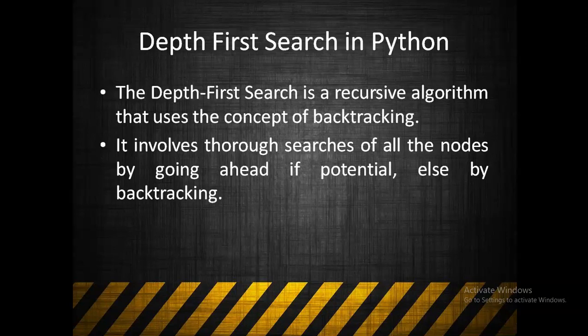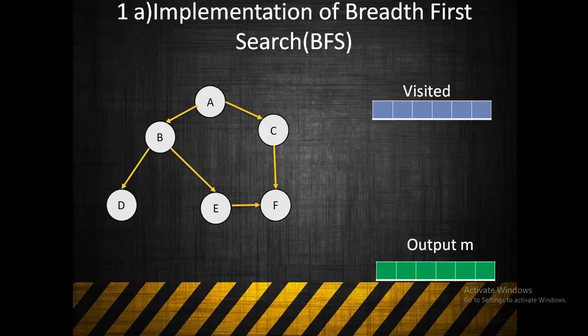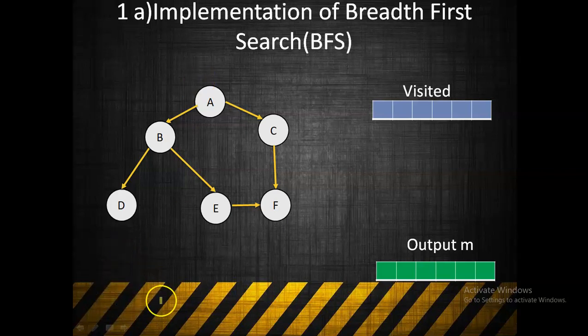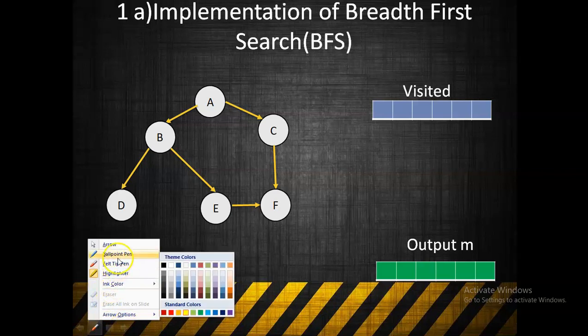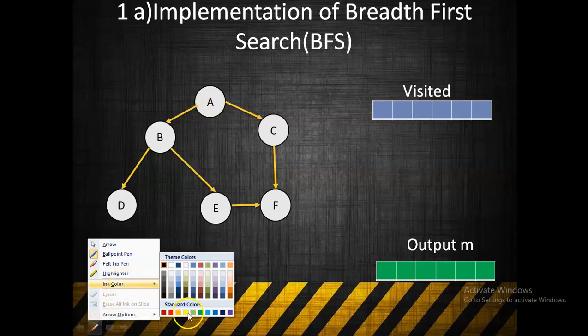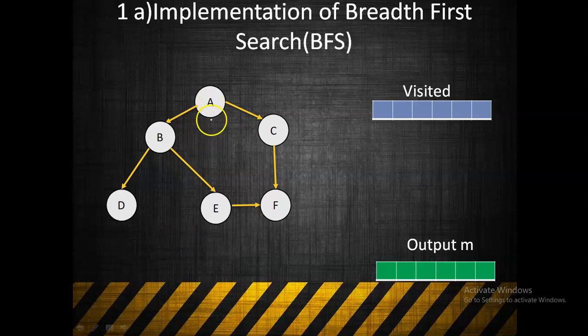So depth first search is a recursive algorithm which uses backtracking too. So a simple example: here there is a graph. The graph starts with node A, which is where we start initially. After that, we enter node B. Then depth wise, we search node D.